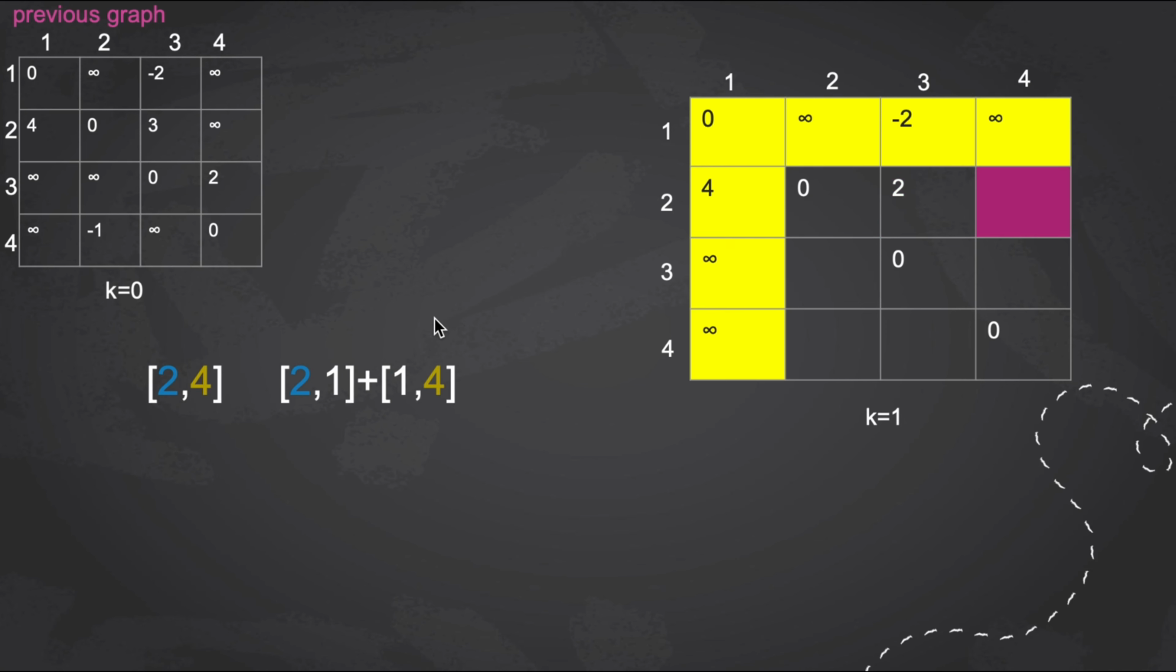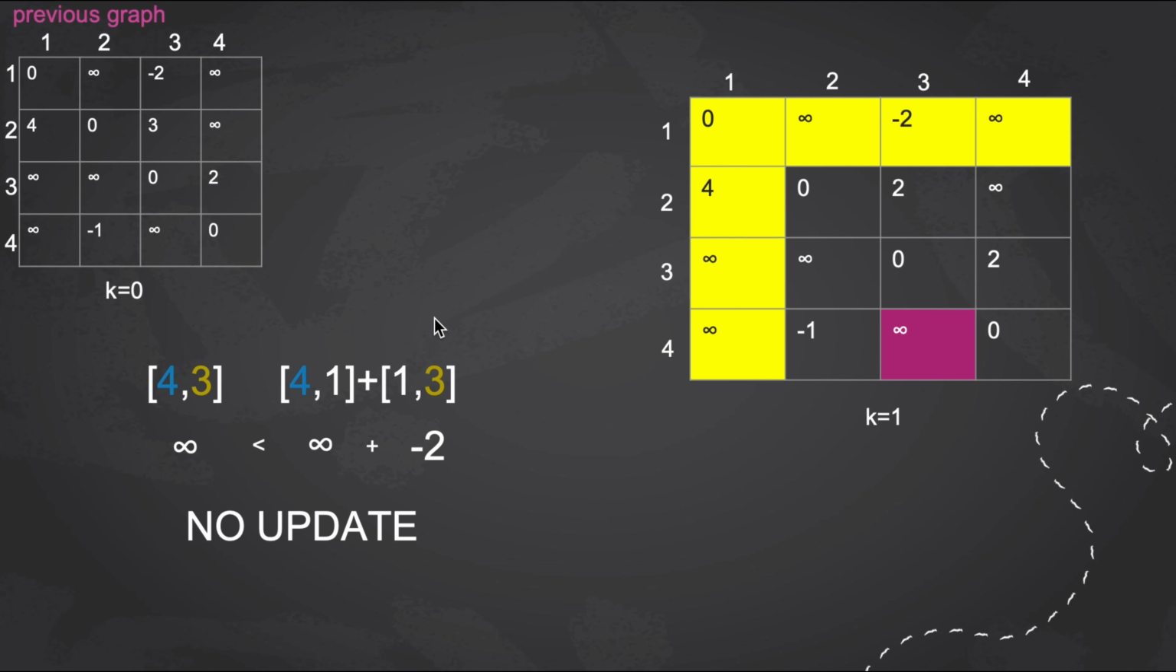2, 4, we're doing the same thing, retrieving the values from k equals 0. We see that we do not have an update. Infinity is not going to be greater than infinity plus 4. Same thing with 3, 2. We see we have no update. 3, 4, we have no update. 4, 2, no update. 4, 3, no update.